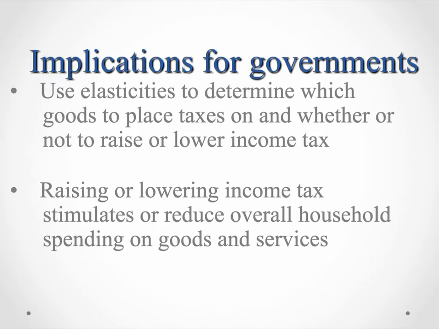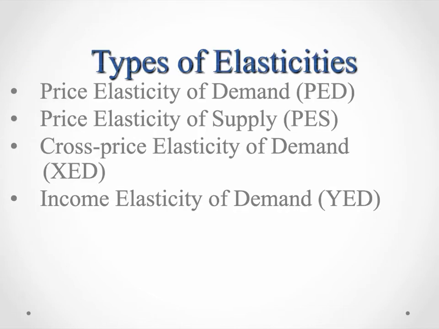Governments also use elasticities to determine which goods to place taxes on and whether or not to raise or lower income tax, as raising or lowering income tax stimulates or reduces overall household spending on goods and services in the product market. While there are 4 types of elasticities, such as price elasticity of supply, cross-price, and income elasticities of demand, this unit will focus primarily on price elasticity of demand.